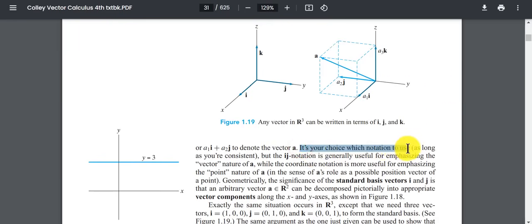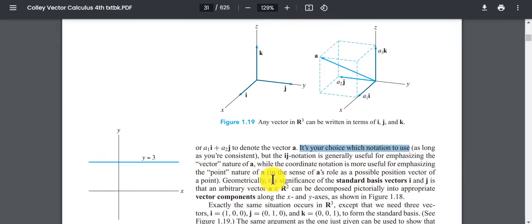So either the component form or this form, as long as you're consistent. You don't even have to be consistent, but if you're doing some math with it, you have to be consistent. But the IJ notation is generally useful for emphasizing the vector nature of A, while the coordinate notation is more useful for emphasizing the point nature of A, in the sense of A's role as a possible position vector of a point.